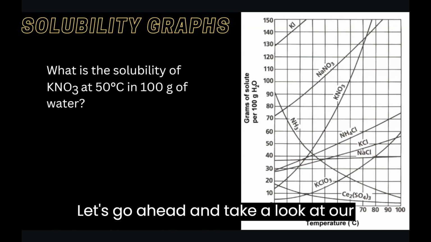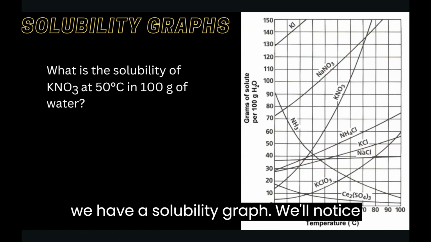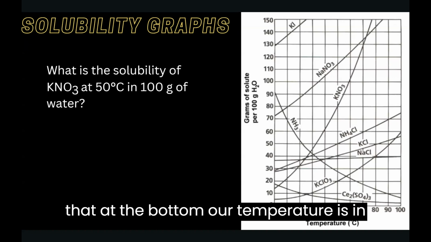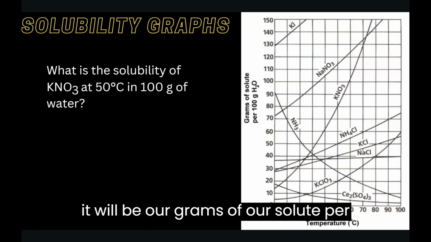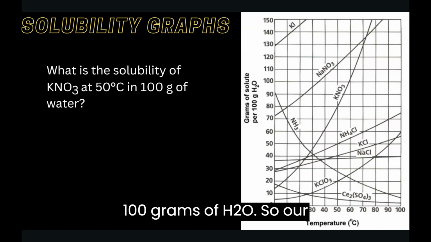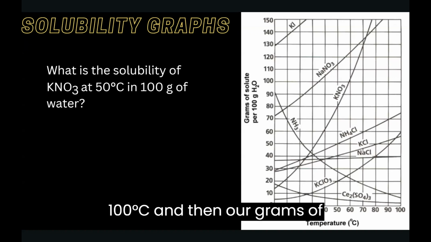Let's go ahead and take a look at our solubility graph. So off on the right, we have a solubility graph. We'll notice that at the bottom, our temperature is in degrees Celsius. Over to the left, it will be our grams of solute per 100 grams of H2O. So our temperature is going from 0 degrees Celsius to 100 degrees Celsius.